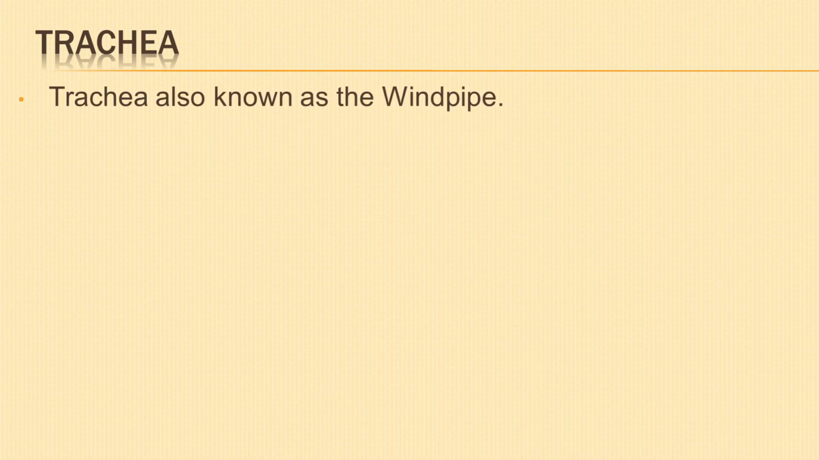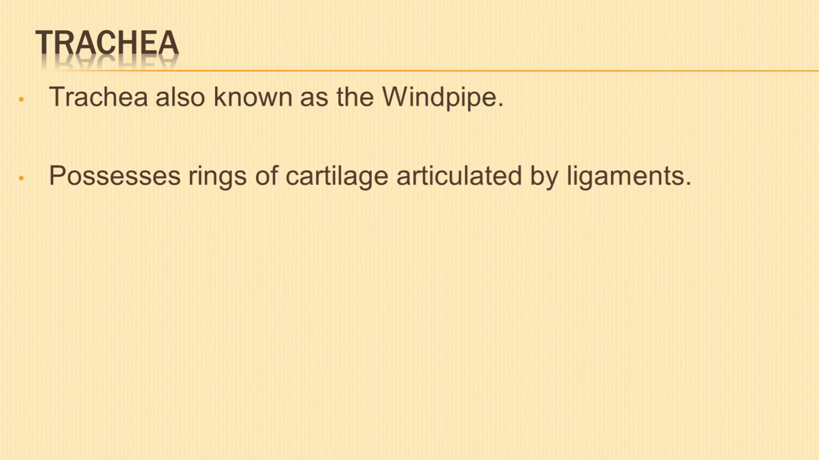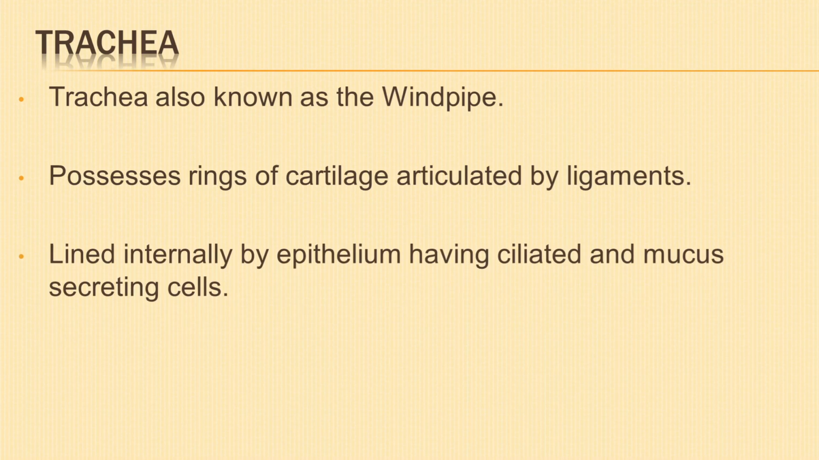Trachea. From the nasal cavity, the air passes through the pharynx and enters the trachea, otherwise known as the windpipe. It possesses rings of cartilage articulated by ligaments. The trachea is lined internally by an epithelium having both ciliated and mucus secreting cells.